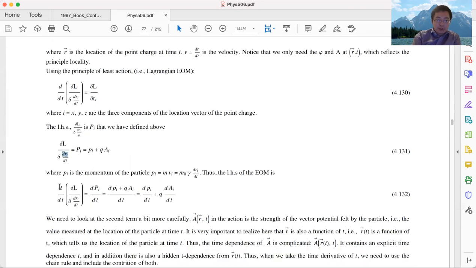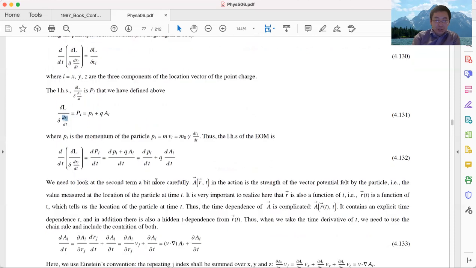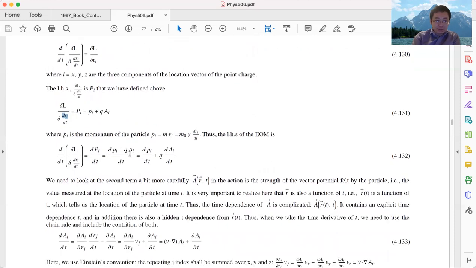So this means that the left-hand side is really easy. The left-hand side is the time derivative of this. I can split it into two terms. The first term is the time derivative of small p, and the second term is the time derivative of the vector potential. And small p is our old friend, mass times gamma times velocity.